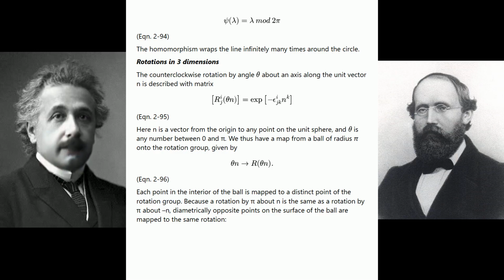Rotations in three dimensions. The counterclockwise rotation by angle theta about an axis along the unit vector n is described with the matrix in equation 2-95. Here n is a vector from the origin to any point on the unit sphere, and theta is any number between 0 and pi. We thus have a map from a ball of radius pi onto the rotation group, given by equation 2-96. Each point in the interior of the ball is mapped to a distinct point of the rotation group. Because a rotation by pi about n is the same as a rotation by pi about negative n, diametrically opposite points on the surface of the ball are mapped to the same rotation.